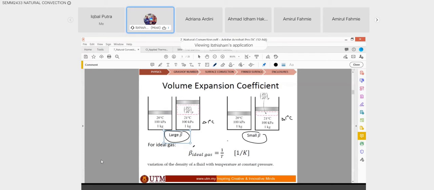So how to calculate your volume expansion coefficient is basically 1 over your T_f in Kelvin. Okay, we're going to look at this parameter after this. I just want to highlight that we have a volume expansion coefficient to determine how much the expansion would be.